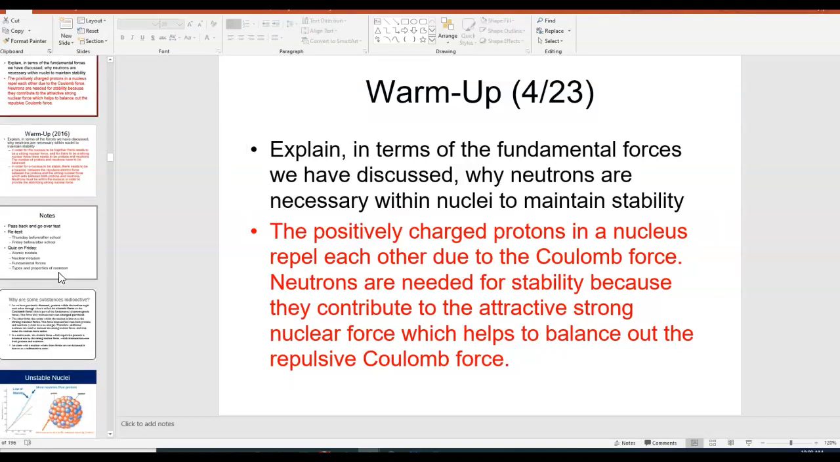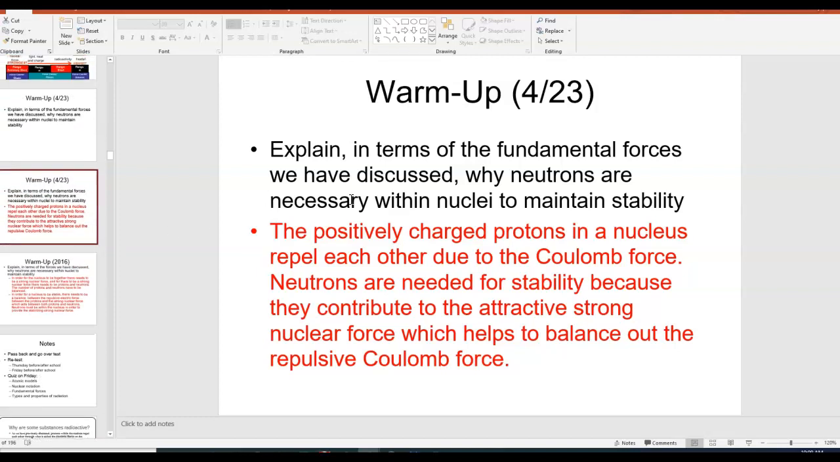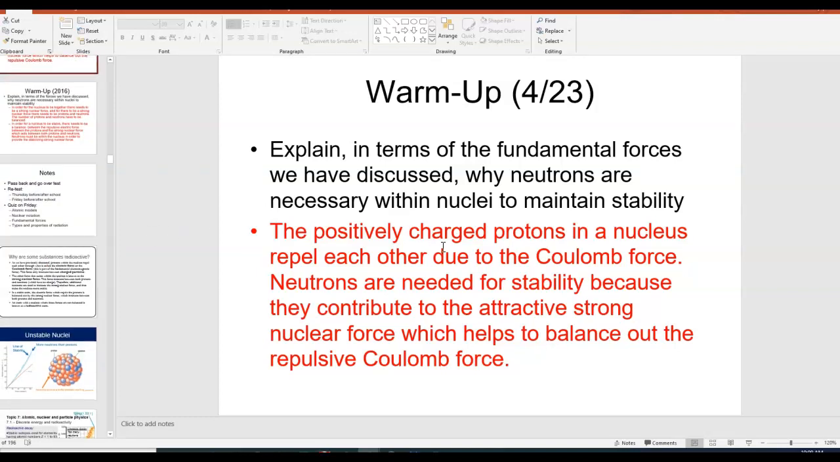So I'm going to stop the video here. In the next video, we'll talk a little bit more about what it means if you don't have a stable nucleus, and then we'll get into radioactivity some more.